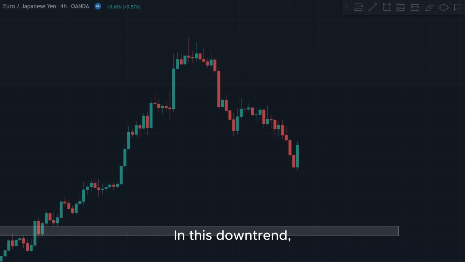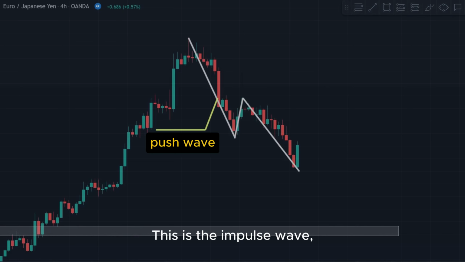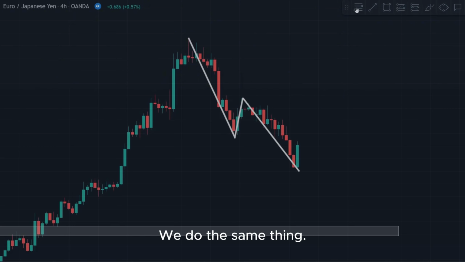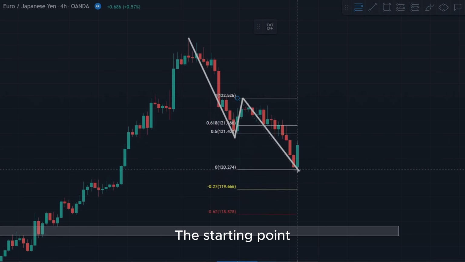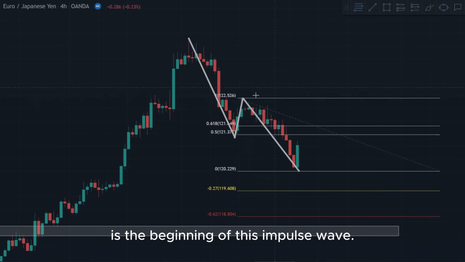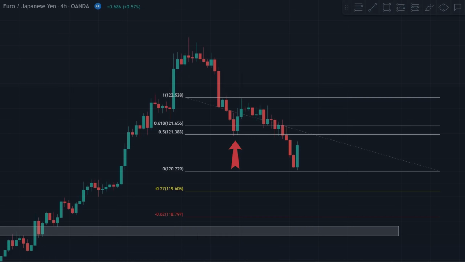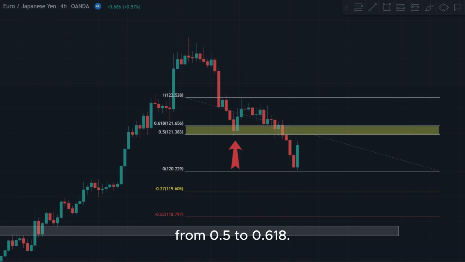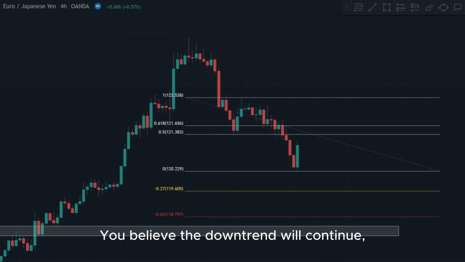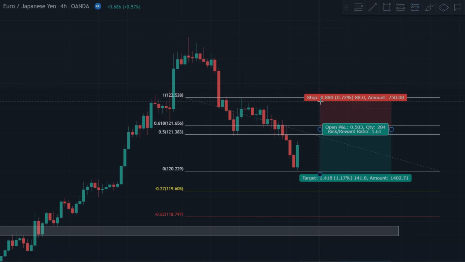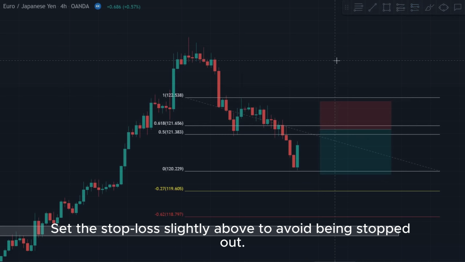In this downtrend, the market moves like this. This is the impulse wave, this is the corrective wave, and this is the next impulse wave. We do the same thing. Select the Fibonacci tool. The starting point is the beginning of this impulse wave. The end point is the end of this impulse wave. In this case, the previous low coincides with the Fibonacci zone. From 0.5 to 0.618, you believe the downtrend will continue, so you enter a sell order at this previous low in the Fibonacci zone. Set the stop loss slightly above to avoid being stopped out.